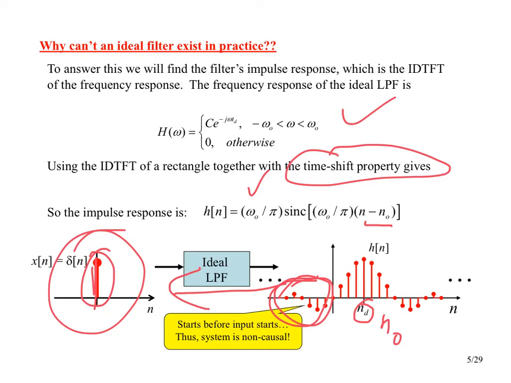So clearly this is a non-causal filter. There's no way that a filter can anticipate that the delta function is coming and start at time equal to minus infinity, doing what it should do based upon something that will happen infinitely far in the future. So it just simply cannot happen. So we cannot build such an ideal filter.